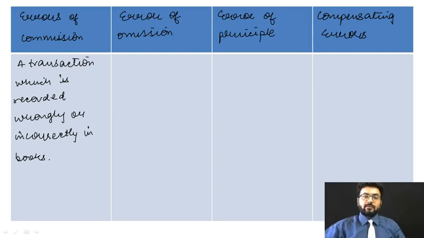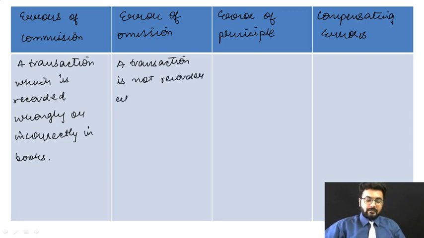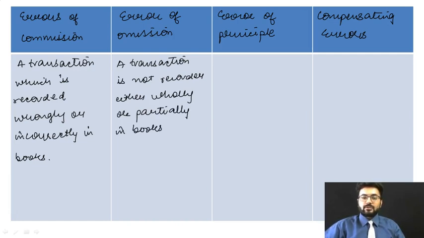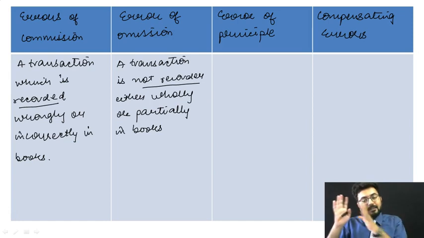Error of commission, error of omission, that means a particular transaction is not recorded, either wholly or partially in books. So what is the difference between this is recorded and this is not recorded? Either the total transaction is not recorded, or either half of the transaction, or you can say a part of it, is not recorded. Got it? Got my point?